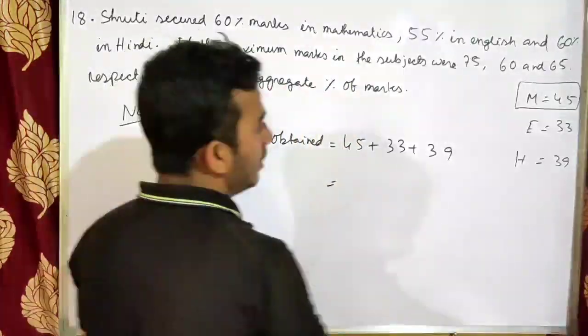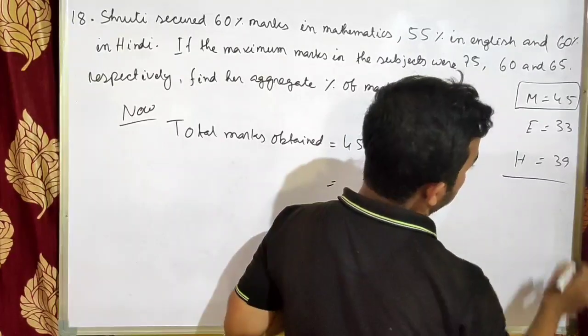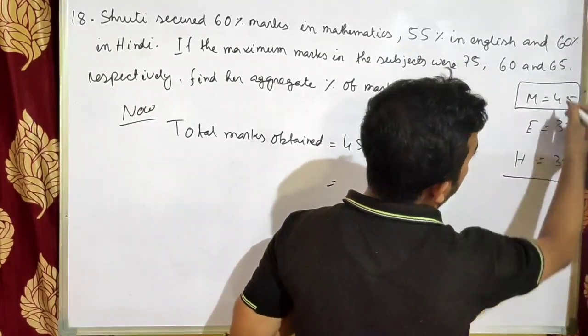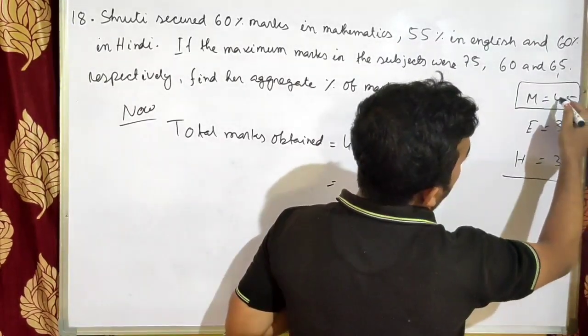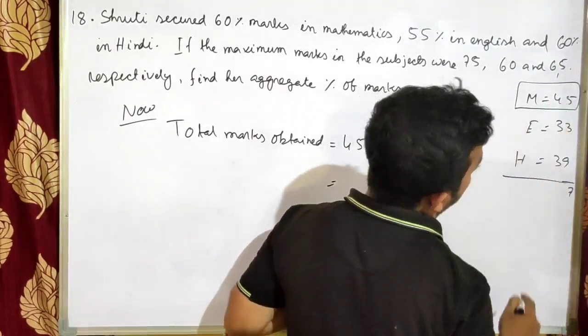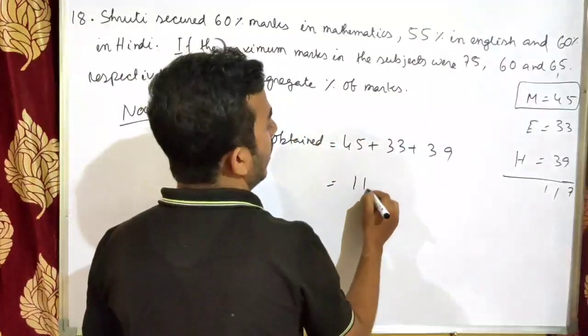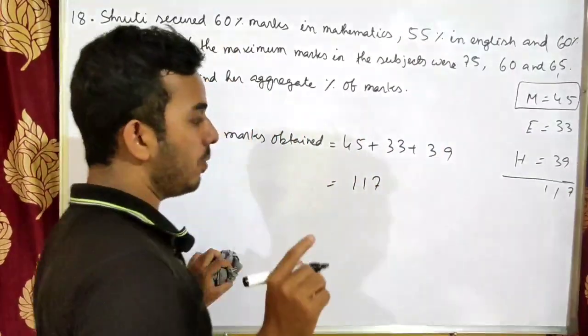39. 5 plus 3 is 8. 8 plus 9 is how much? 17. Then 1 4 4 8 8. 3 3 6 plus 4 is 10. 10 plus 1 is 11. 117. Okay, this is the total marks obtained.